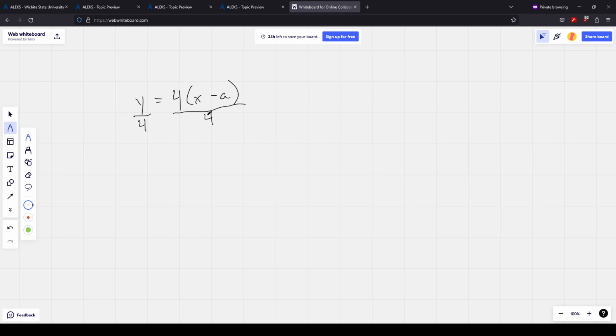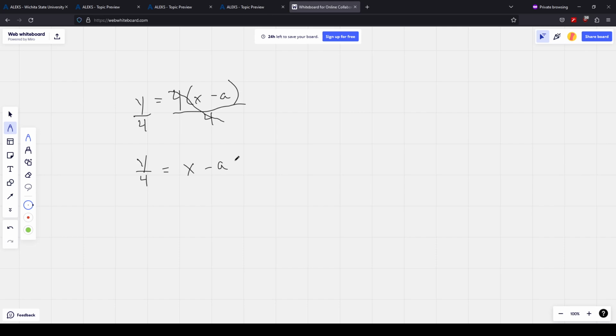And here, multiplying by 4 and dividing by 4, again, will create 1. They essentially cancel each other out. And so now we have y divided by 4 on the left side and x minus a on the right side. Now, if you've gone the other route and distributed the 4 to the x and the negative a, that's not wrong. If you go through the steps from there, you'll still get the same correct final answer, but it'll be formatted a little bit differently.